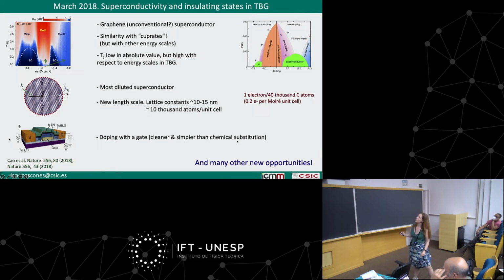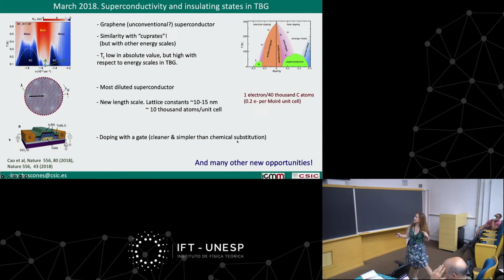Another thing is that there was similarity in the phase diagram with the one of high-Tc cuprates. I will not go into detail, but here we also have an insulator and 2 superconducting domes. In this case, the critical temperature of the superconductor was low, but if we think on the scale of the problem, on the energy scales, it's large.